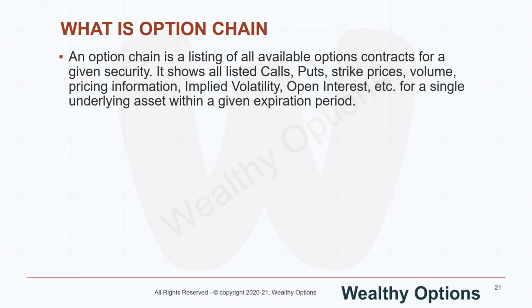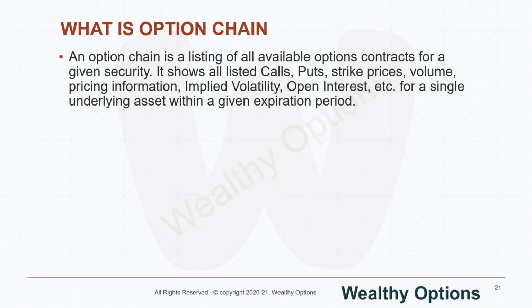So again, an underlying asset can be an index or commodity or a stock within a given expiration period. So at any given point of time, the options chain shows all the required data, all the data items I mentioned here and more, for a single underlying asset. You can only choose one underlying asset, either Nifty or Bank Nifty or Reliance, things like that, and only for a given expiration period. So all this data you can only choose for one particular expiration period.